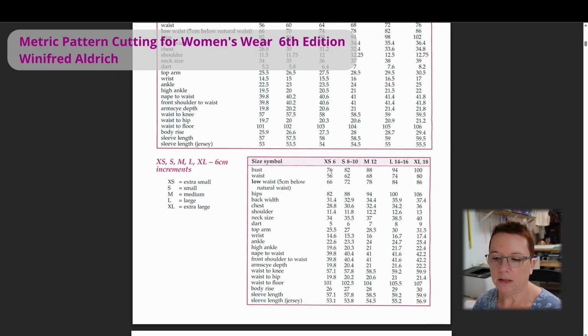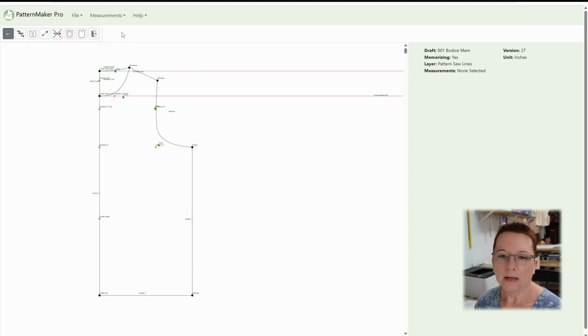And the first thing we need to do is create a measurement set. Actually, I need 2 of them based on this information. And the 2 that I'm going to build in PatternMaker Pro is the small and the large. And the easiest way to do that quickly is using a CSV file. I could come in here to measurements and add a measurement set and go in and add each measurement, but importing it is much quicker.